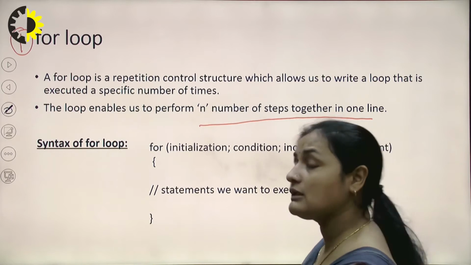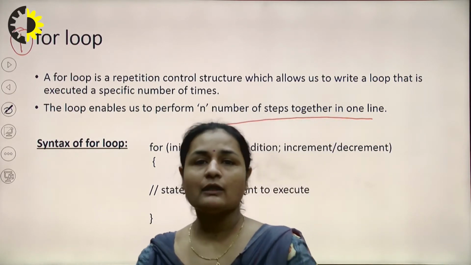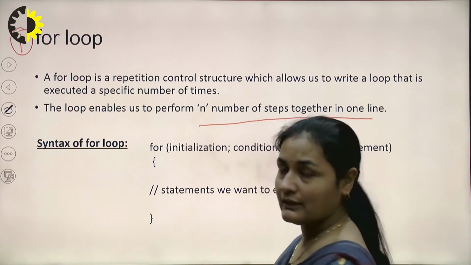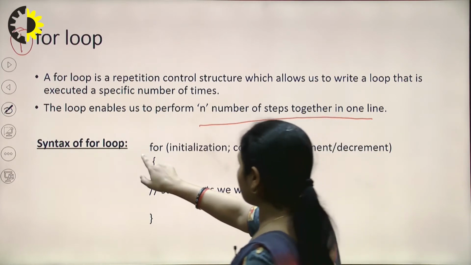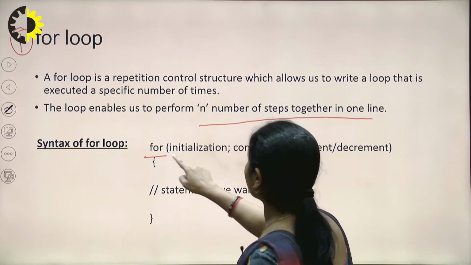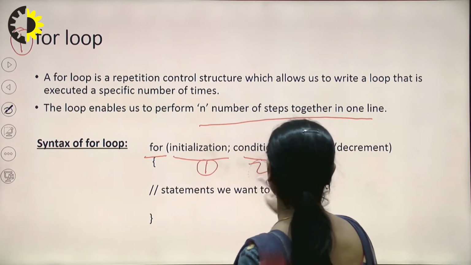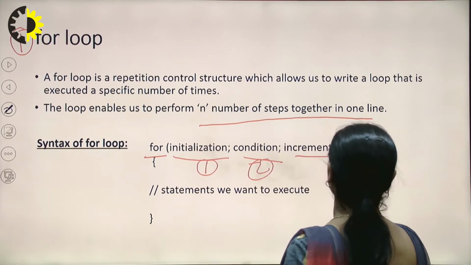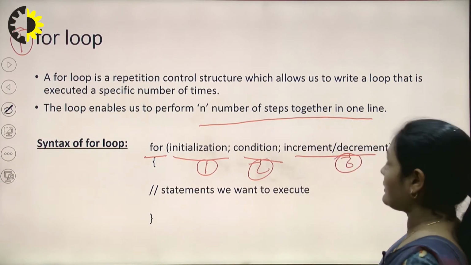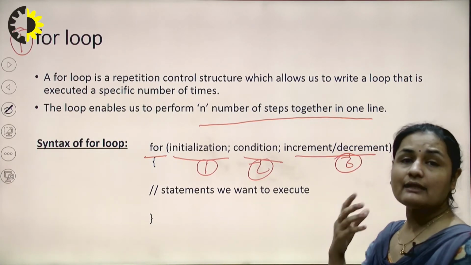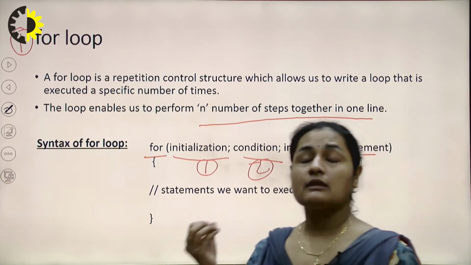What is the syntax of the for loop? For every loop, there is a syntax. How do we write the statement? We should follow this syntax. The syntax is, first we write for, then we write initialization, second is the condition, and third is the increment and decrement operation. Initialization is the initial value for the starting of the loop.